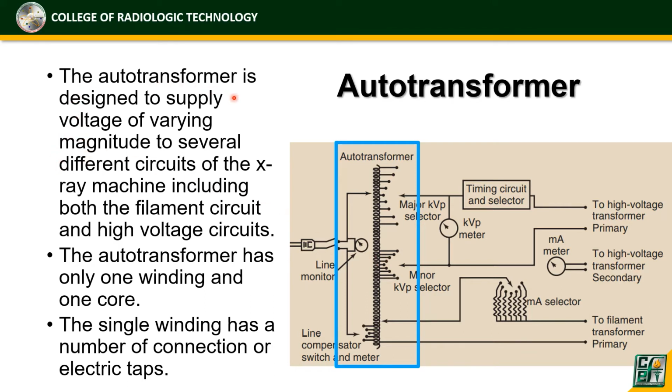The auto transformer is designed to supply voltage of varying magnitude to several different circuits of the X-ray machine, including both the filament circuit and the high voltage circuit. So meron din niya papunta sa filament transformer or filament circuit, as well as towards the primary high voltage transformer. Lahat ng voltage ay dadaan ng auto transformer. So, remember that on this side, it is still low voltage.